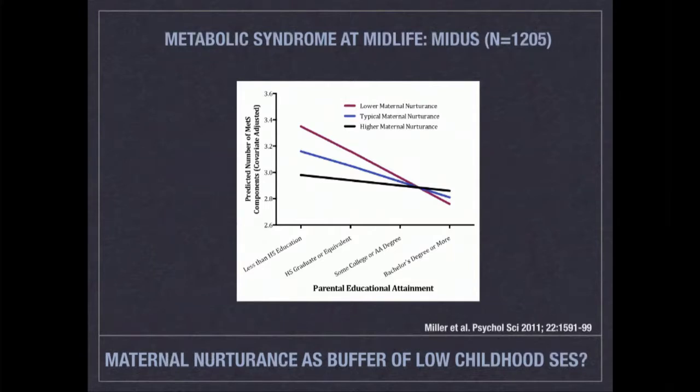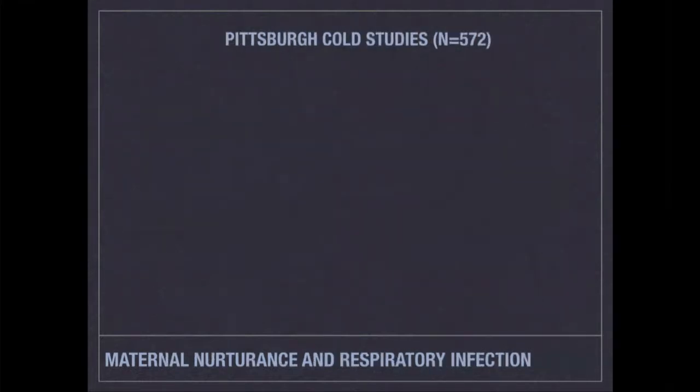But that slope is pretty much flat for participants who recall having high levels of maternal nurturance and other forms of positive engaged caregiving. Other studies have shown this same pattern with different cardiometabolic outcomes and different measures of early caregiving. A lot of this work is retrospective, but it's increasingly been replicated and substantiated in prospective longitudinal studies across adolescence.